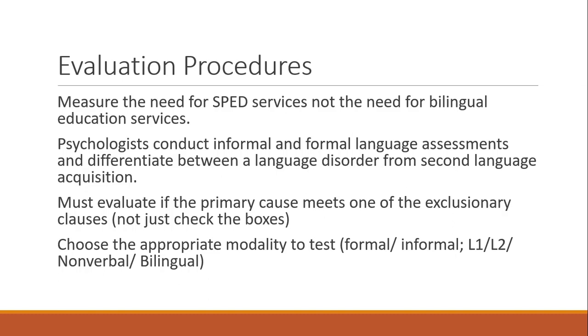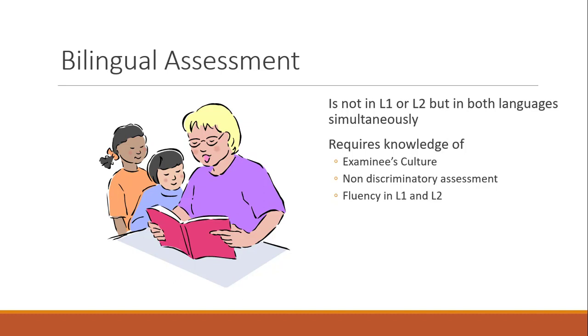In a report for a bilingual child or a multilingual child, and this is true for any child that could possibly meet any of the exclusionary clauses, you can't just say, no, they don't have language as their primary cause. You have to justify in the report how you evaluated that language was not the primary cause, how you ruled that out as the primary cause, and why you think it is a disability instead. And then you have to choose, how am I going to test this child? Am I going to test them in their first language, their second language, non-verbally, bilingually, etc.?